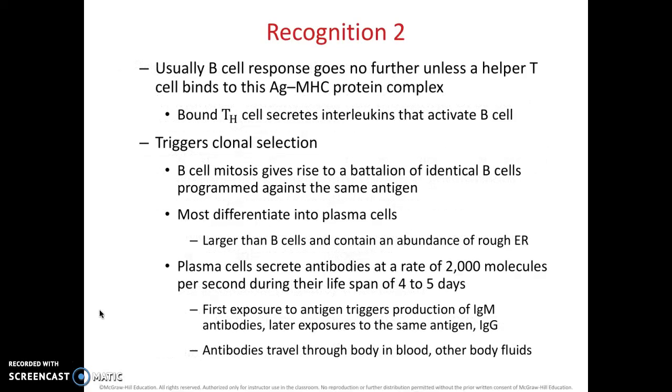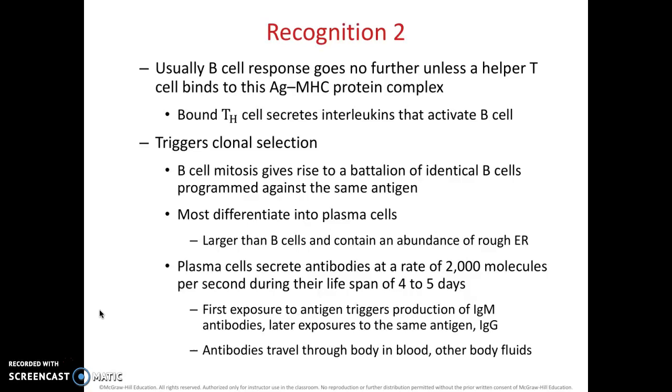Usually B cell responses don't go much further after that, but if they are bound by helper T cells to that antigen-MHC protein complex, then the bound T helper cell will secrete interleukins that activate that B cell. Remember, interleukins are cytokines, which are kind of like immune hormones. So this will trigger what's called clonal selection. If you remember from before, clonal selection is when you just make clones of yourself, basically. So the B cell will then undergo mitosis and make a bunch of clones of itself that are programmed against that same antigen.